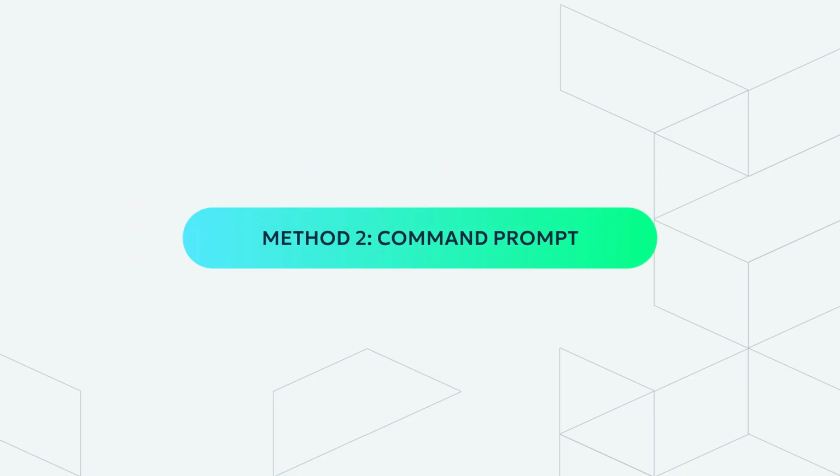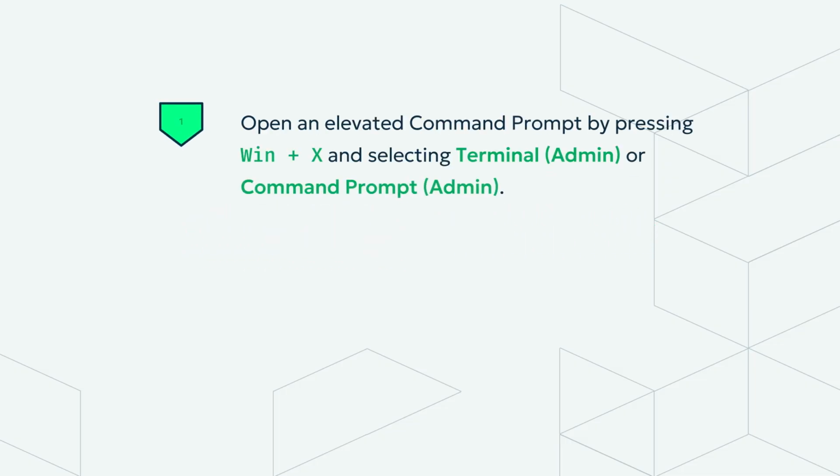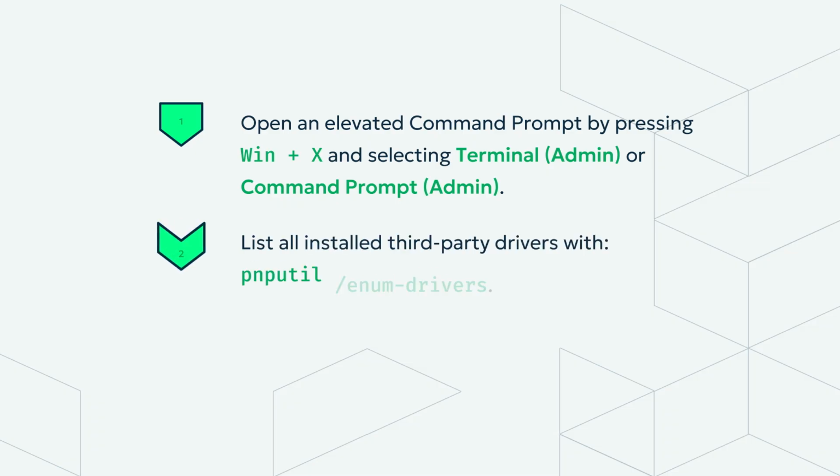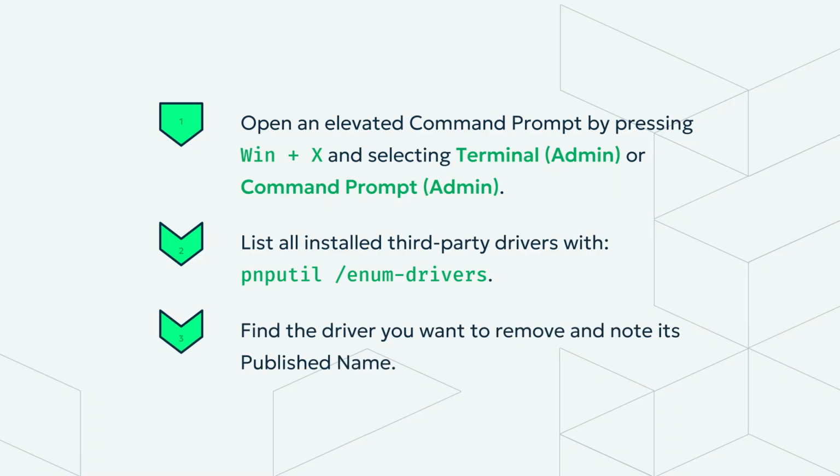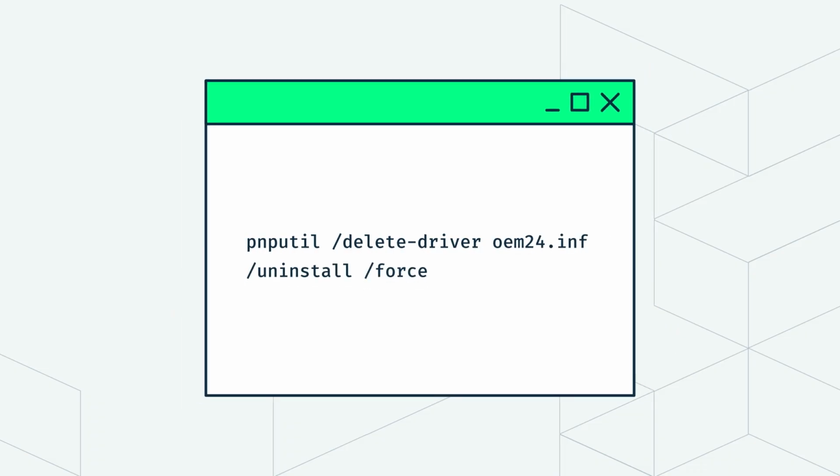For a deeper cleanup, especially when dealing with leftover or problematic drivers, you'll want to use the pnputil command line utility. Open an elevated command prompt by pressing Win+X and selecting Terminal Admin or Command Prompt Admin. List all installed third-party drivers with pnputil /enum-drivers. Find the driver you want to remove and note its published name, for example, oem24.inf. Uninstall it by using this command.